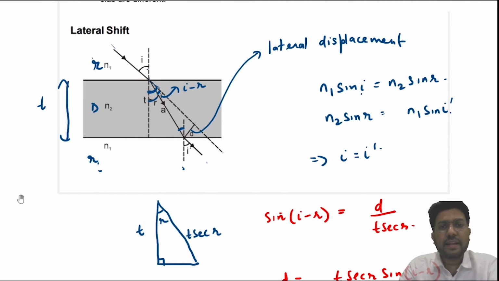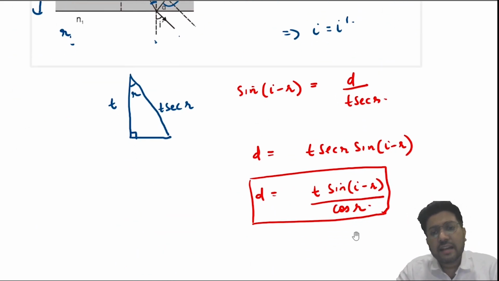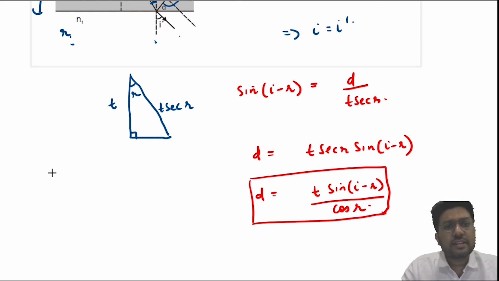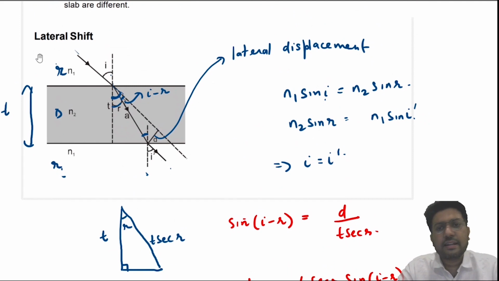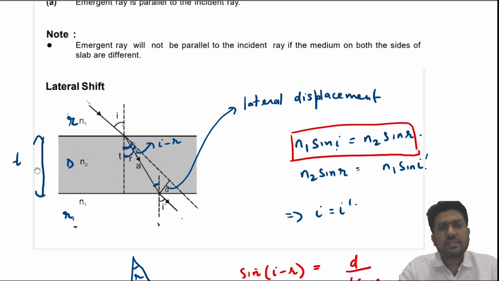Again I will repeat: whenever a ray of light passes through a glass slab and the medium on both sides of the slab is the same, normally air, then the emergent ray is parallel to the incident ray, but it is laterally shifted, and that lateral displacement is equal to T sine of I minus R by cos R. And the relation between I and R is found using Snell's law. So this is the lateral shift.